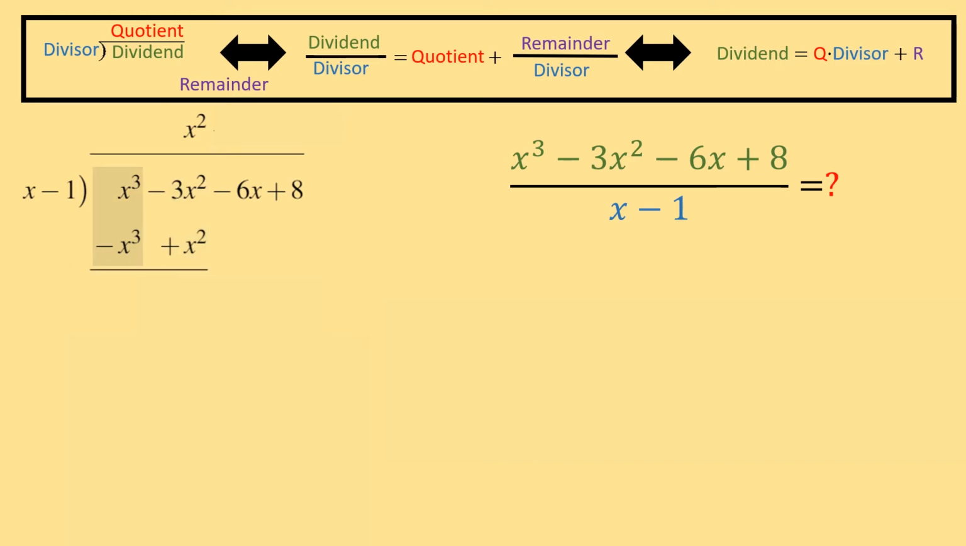Alright, now that we've changed the signs of these values, we'll just add vertically. So x to the third minus x to the third is going to be 0x to the third, or just 0. And then negative 3x squared plus x squared is going to be negative 2x squared. Now, what we do is we end up bringing the next term within our dividend down to this same line here. And we're going to repeat the process we did before with x to the third power in the dividend, but we're going to now do it down here with negative 2x squared.